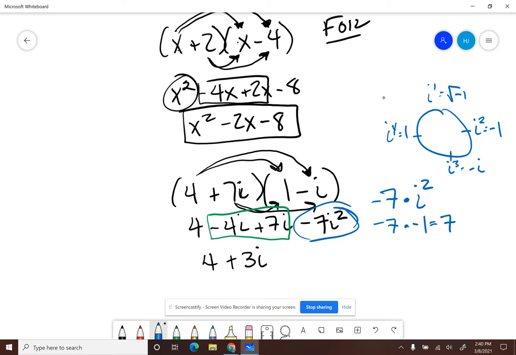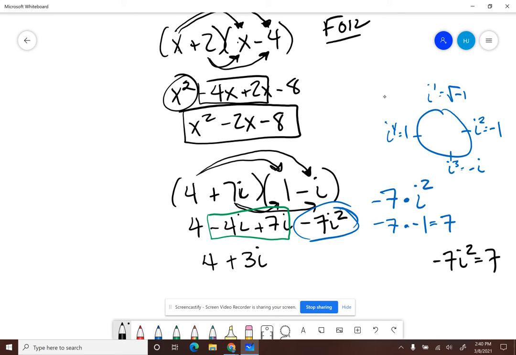So notice what really happens with this negative 7i squared: it ultimately just becomes positive 7. Whatever number you have multiplied times i squared, remember, anytime you multiply or divide by a negative 1, it just becomes the opposite. The sign just changes. So negative 7i squared is going to be 7.